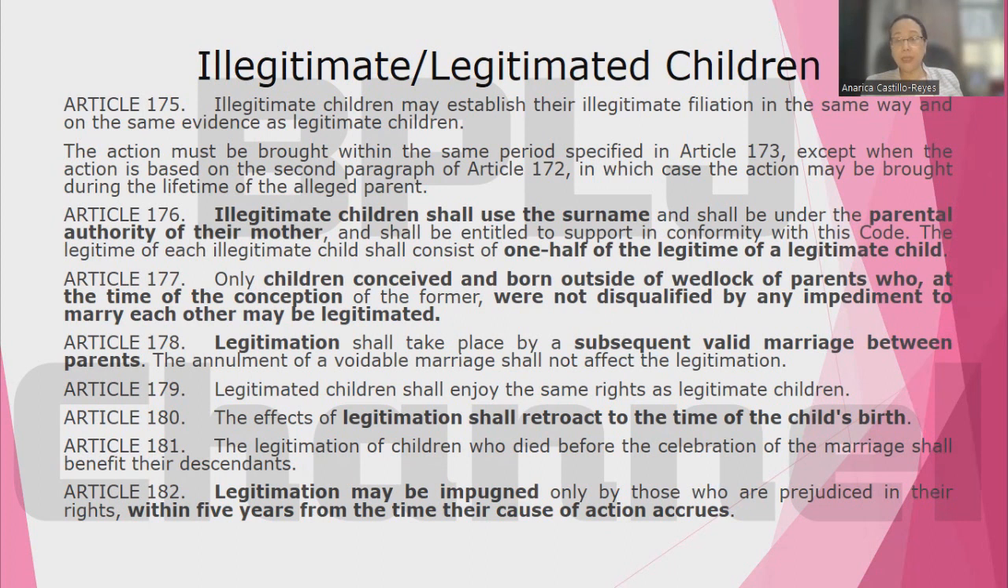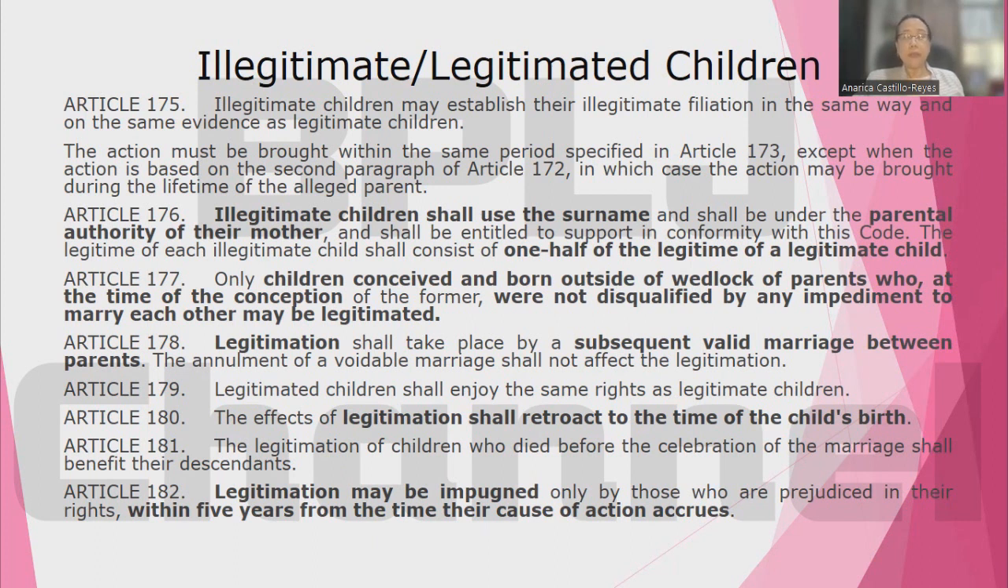How about illegitimate children? What are their rights? With respect to surnames, illegitimate children shall use the surname and shall be under the parental authority of their mother, and they shall be entitled to support as well as one half of the legitime of a legitimate child. Of course, subject to the Revilla law, which allows the child to use the surname of the father, if he is acknowledged in the certificate of live birth, if there is an acknowledgement of filiation in the certificate of live birth.